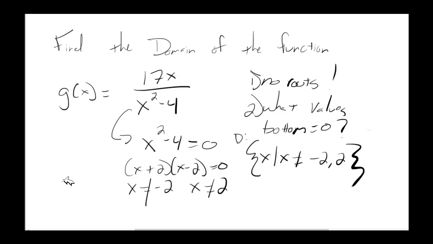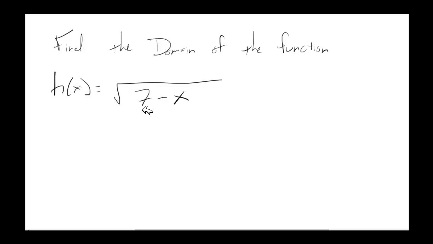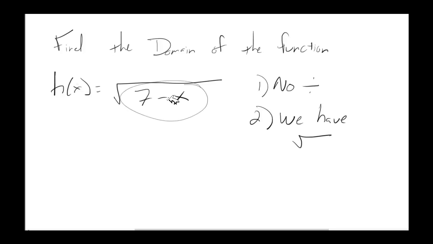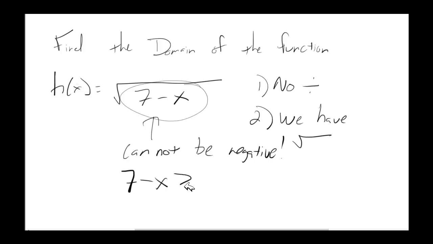Alright, let's take a look at a root. Okay, what's the domain of this function? I have some function h of x equals the square root of 7 minus x. So again, the good news is no division, so I'm not worried about dividing by 0, but we have a square root. So what do I need the inside to be? This inside cannot be negative. So what I'm going to do is take the inside and make it non-negative, so greater than or equal to 0, and I'm going to solve this inequality.